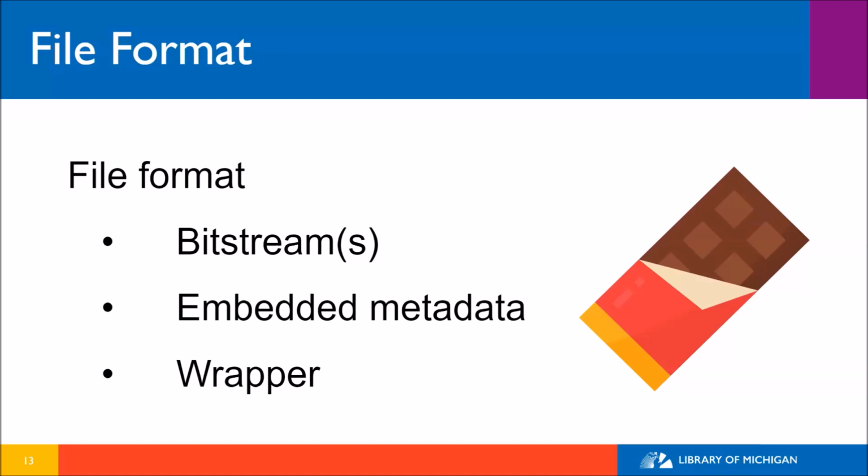A file format, which we often refer to colloquially as its wrapper, is the set of conventions that define the different elements of the file. The file format defines the bit stream, the embedded metadata, and its wrapper. Now, this is a little bit more relevant for audiovisual files that contain many bit streams, but it bears mentioning here as we're talking about file formats.